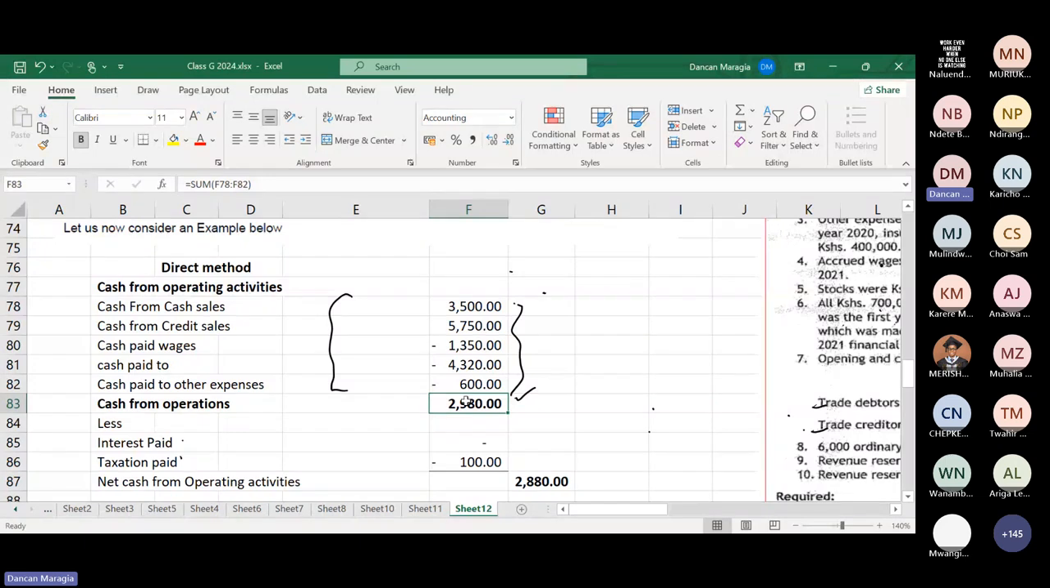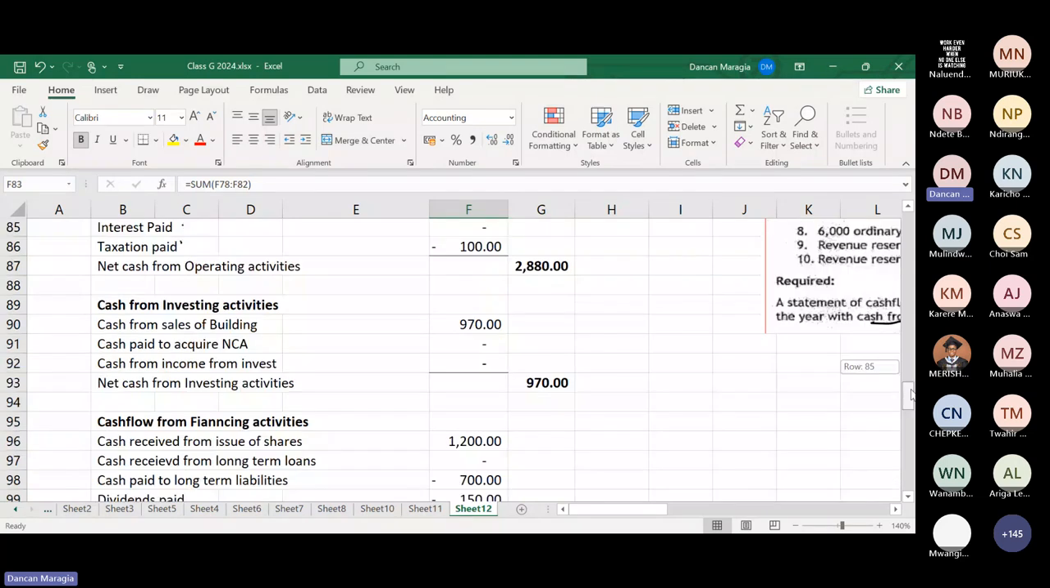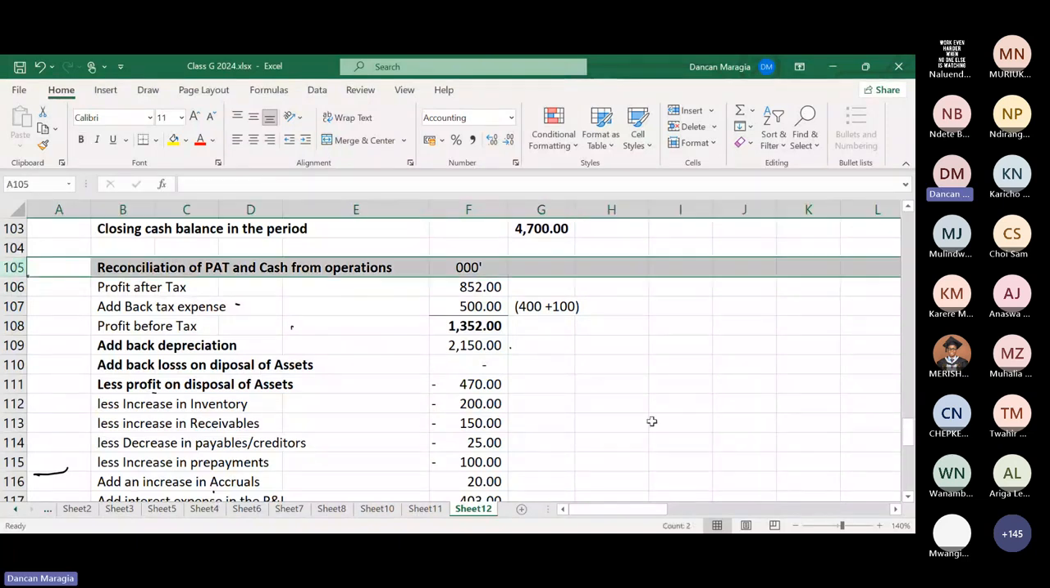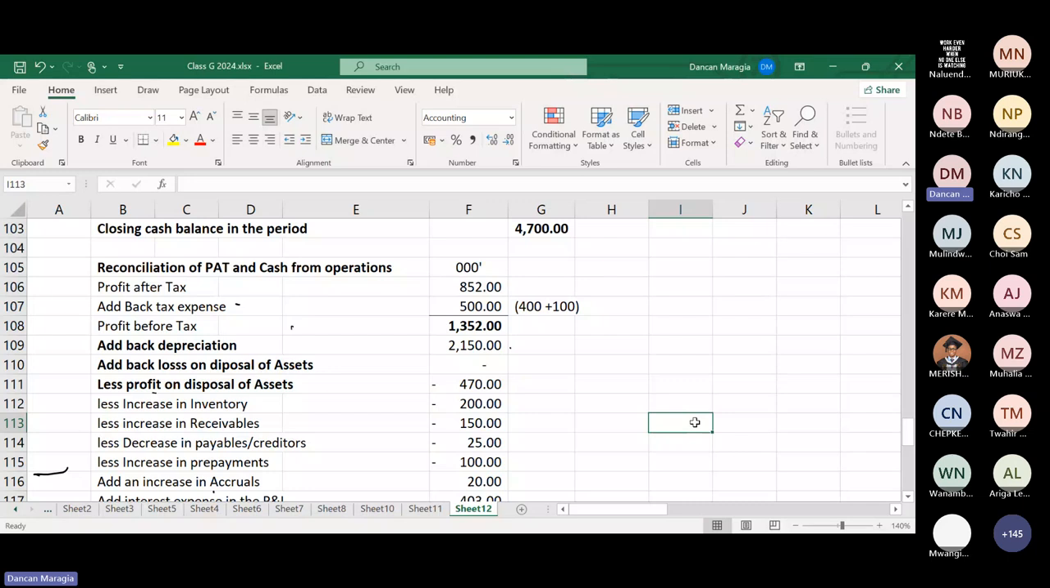So usually the direct approach is very easy, and that's why I told you the only problem is, realistically in accounting, it does not help us link to the other financial statements. So the indirect approach is the one that, in most books of accounts, is actually advocated for, especially in the private sector.